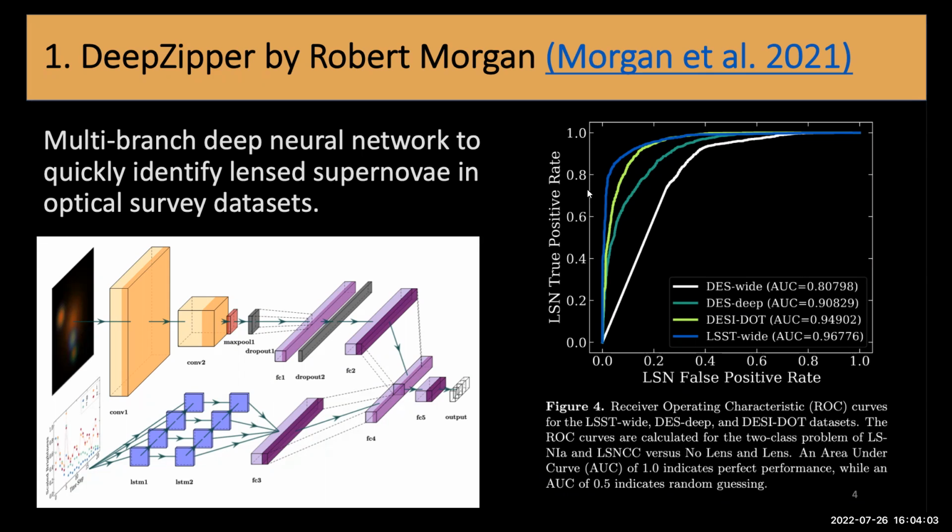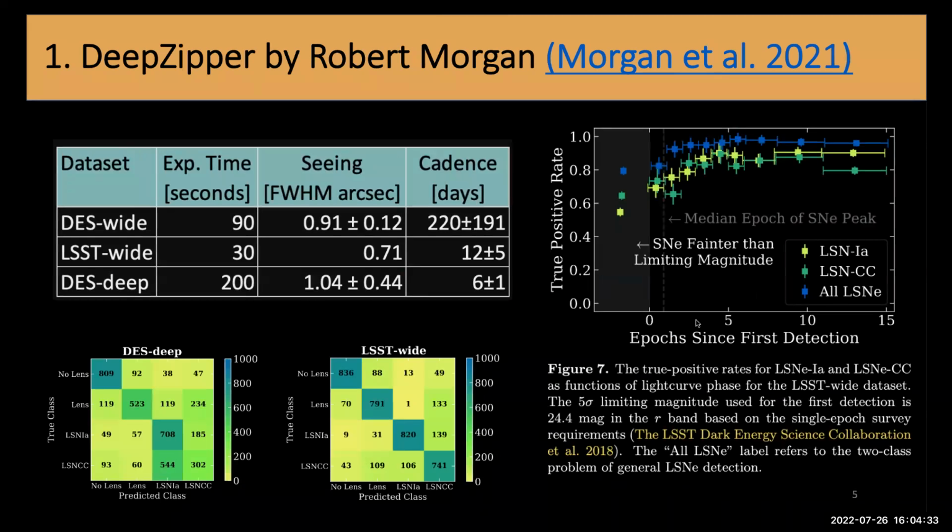What you're seeing on the right shows the performance of this model. You can see that it performs the worst, for example, for DES wide, and it performs the best for LSST wide, and we're going to see why. He does simulations in which he takes into account the different camera parameters for the different data sets. When we compare DES with LSST, we can see that the first very strong difference is the cadence. The cadence is much higher for LSST.